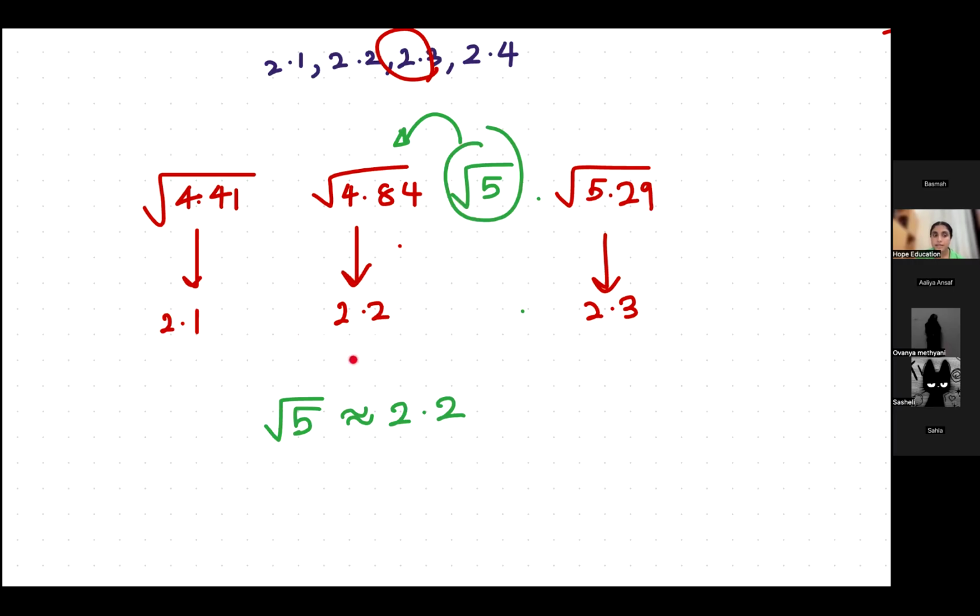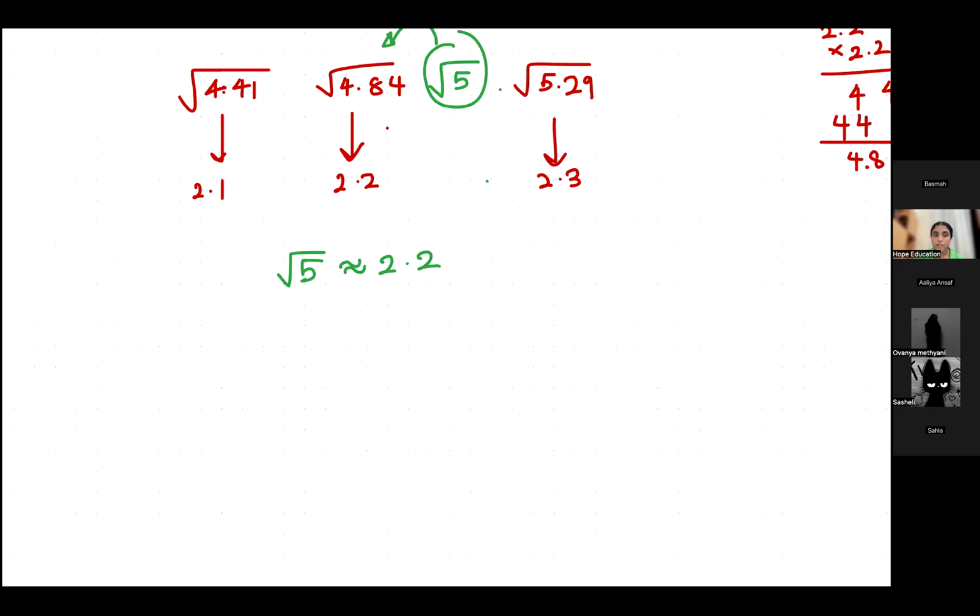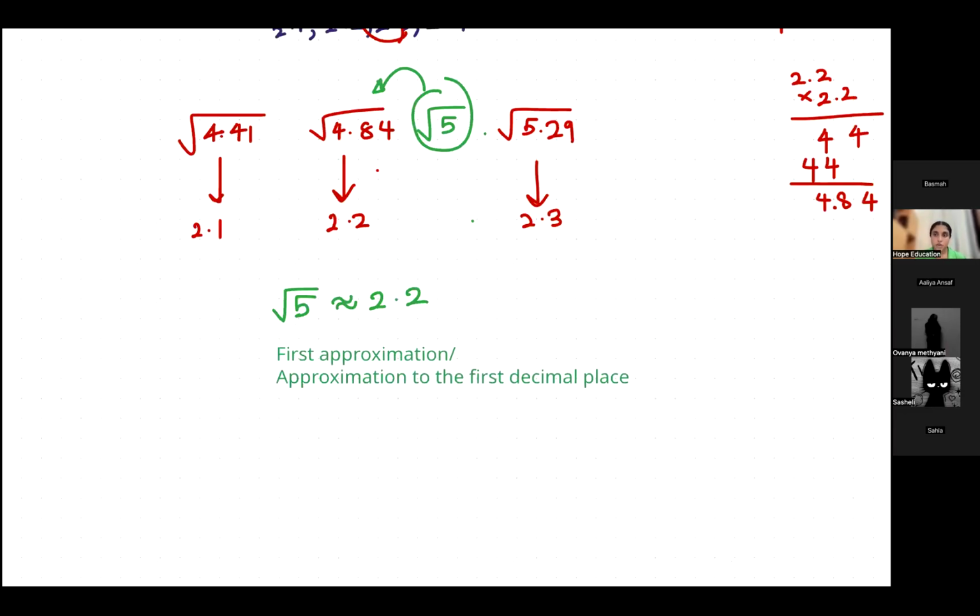We call this first approximation. නැත්නම් අපි කියනවා approximation to the first decimal place here. So first approximation of root 5 is 2.2. Was that clear to everybody?